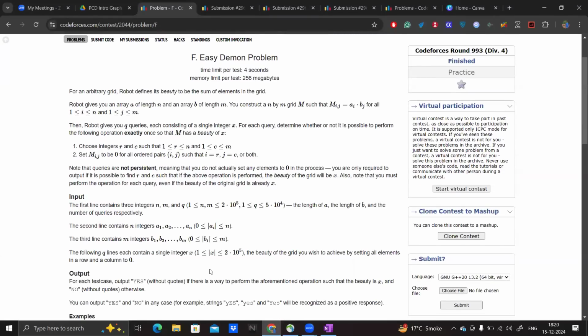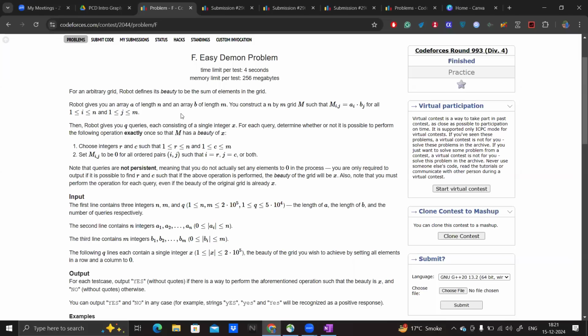The limits of n, m and q: n and m are up to 2e5, q is up to 5e4, and the values of a are up to n, values of b are up to m. And the interesting thing here is that the value of x is up to 2e5. Like x is a number, it is just a sum, so it could have been up to 10^9 as well. But for some reason, they took it to be only 2e5. So why would they do that? And also the time limit is 4 seconds, which is pretty generous. It is something unusual, right?